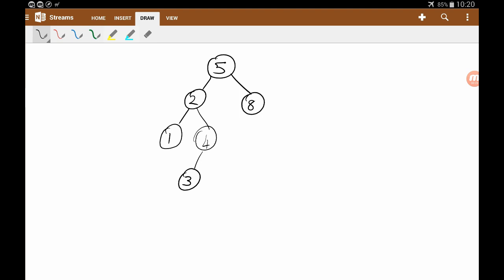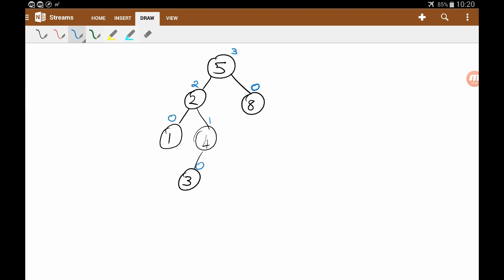Okay, so suppose we have a tree that looks like this. We now want to go in and fill in the height of every node. The height of node 3 is going to be 0. The height of node 1 is going to be 0. The height of node 8 is also going to be 0, because these are all leaves. We can say the height of node 4 is going to be 1. The height of node 2 is going to be 2. And the height of node 5 is going to be 3.